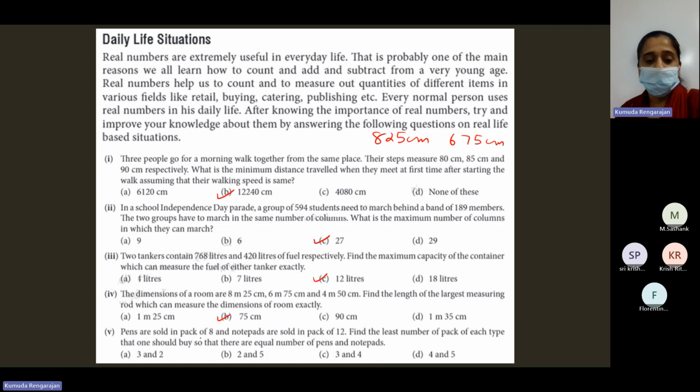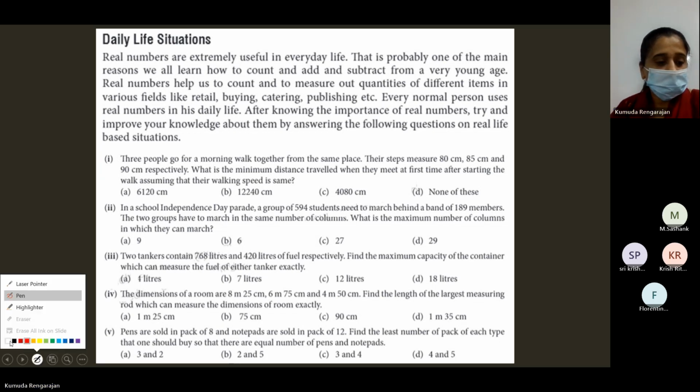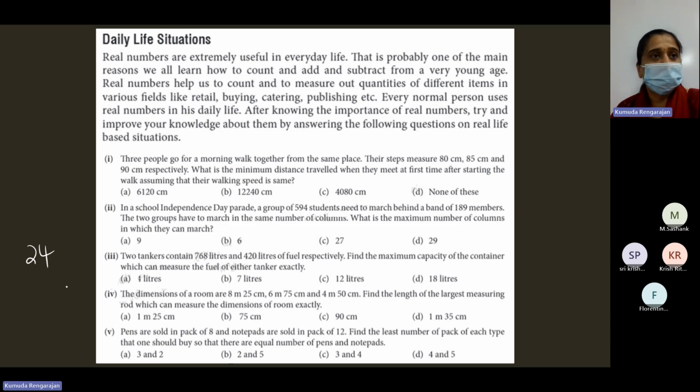Okay. So the LCM of 8 and 12 is 24. For the last one, if you want to buy an equal number of pens and notebooks, the minimum quantity you should buy is 24. What is that minimum number you should buy? The minimum number is the LCM, 24.